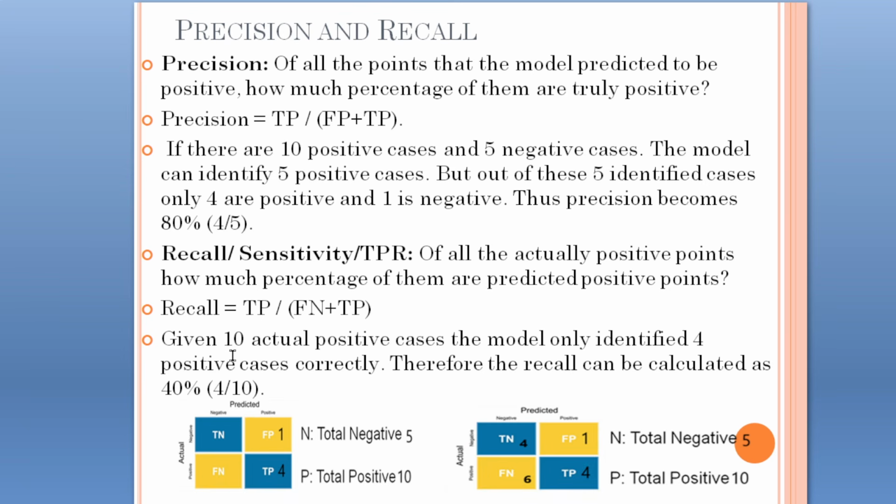For example, given 10 actual positive cases, that means P is equal to 10. The model identified only 4 positive cases, so the value is 4. So when I divide TP by FN plus TP, how is this value 6? Because 10 minus 4 is 6 and 5 minus 1 is 4. So TN is 4 and FN is 6. We use FN here. So FN plus TP, these both are equal to 10. So the value of recall is 0.4.